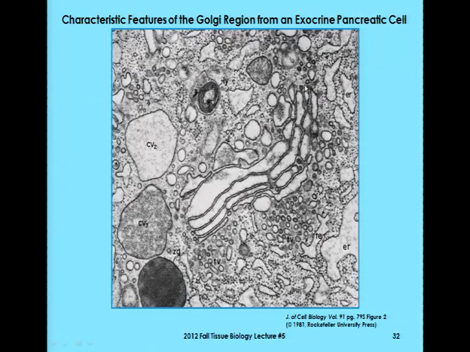Another important thing to notice about the Golgi region is that the density of the cytoplasm appears to be much more dense around the cisternae and just around the Golgi itself. There seems to be, you don't see much ER or ribosomes in this region of the Golgi.